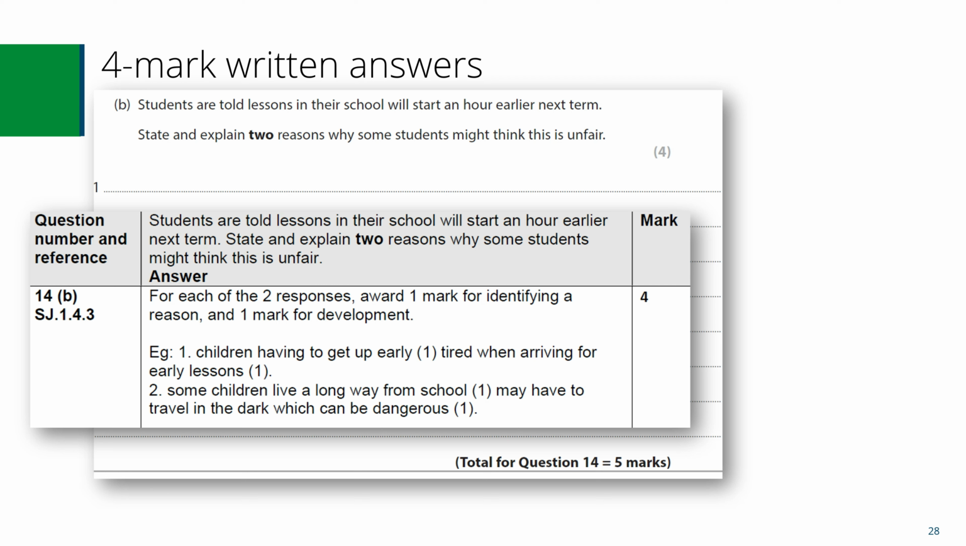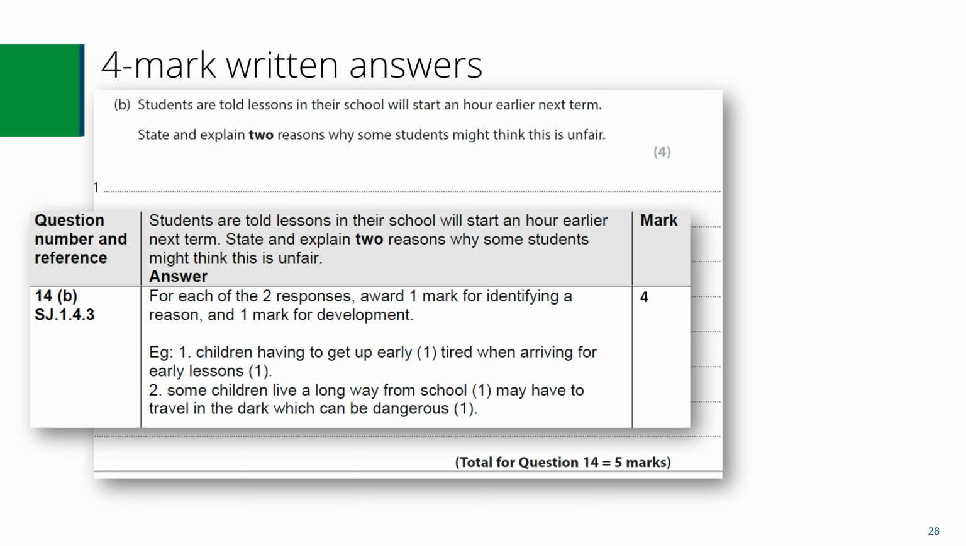Here's a second example of a 4-mark question broken into 2 answers, each of which could receive 2 marks, 2 plus 2. This provides an interesting context for students to apply their knowledge to. You can clearly see that this is an AO2 applied understanding question. Students are told lessons in school will start an hour earlier next term. State and explain 2 reasons why some students might think this is unfair.